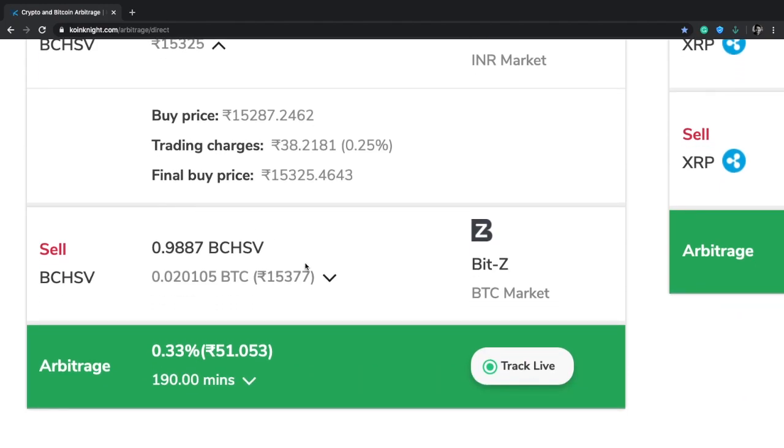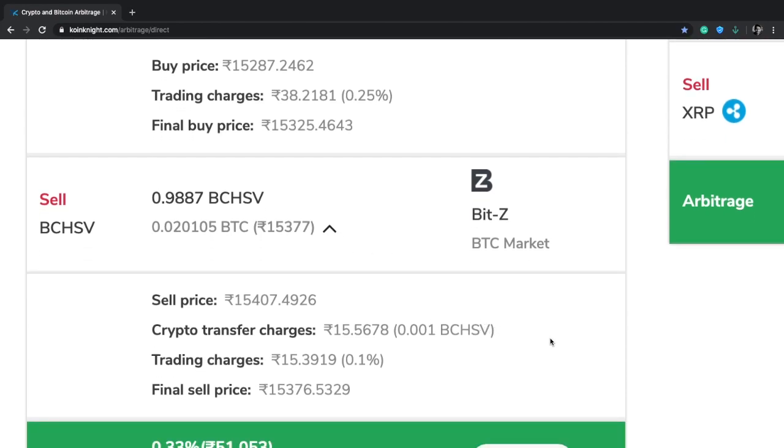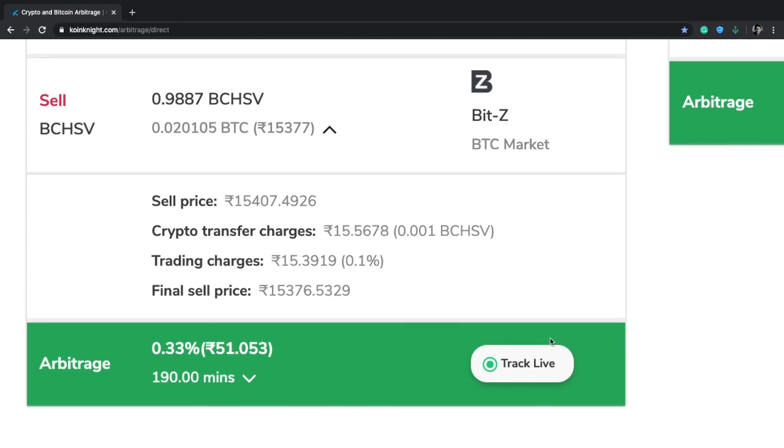Moving to the sell side section, it shows you the exact amount of BCHSV you will receive after transferring it to BitC and the final value you will get after selling those coins. So in this case, we will receive 0.20105 Bitcoin and the final value that we will receive after selling these Bitcoins is 15,377. Again, to see the transfer charges or trading charges, click on the drop down button. Now, coming to the final section of the card, that is the arbitrage section. It is almost similar to without volume arbitrage cards with only one important change, and that is instead of showing the profit amount, it tells you the maximum profit you can earn during the arbitrage.